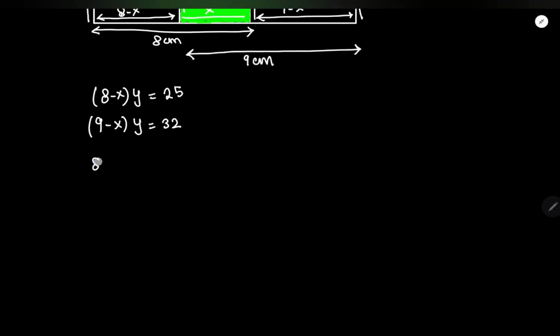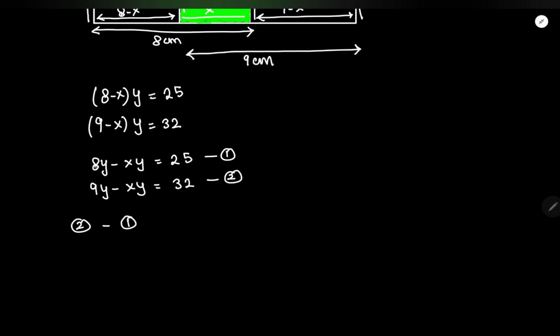Okay, so I will solve these equations now. So I have 8y minus xy is equal to 25, and 9y minus xy is equal to 32. If I subtract equation 1 from 2, what will be 9y minus 8y? It is y, and these xy terms both cancel out. And what is 32 minus 25? It's 7. So we got y is 7.